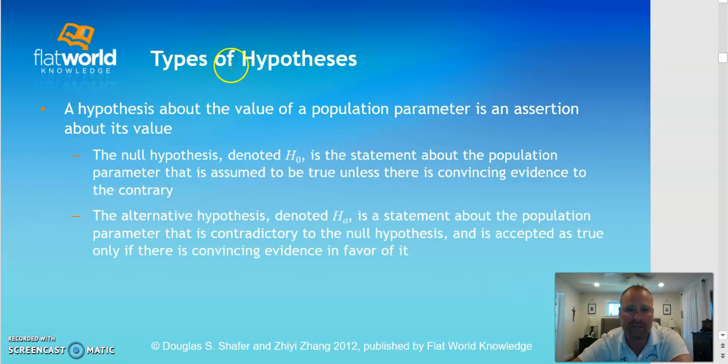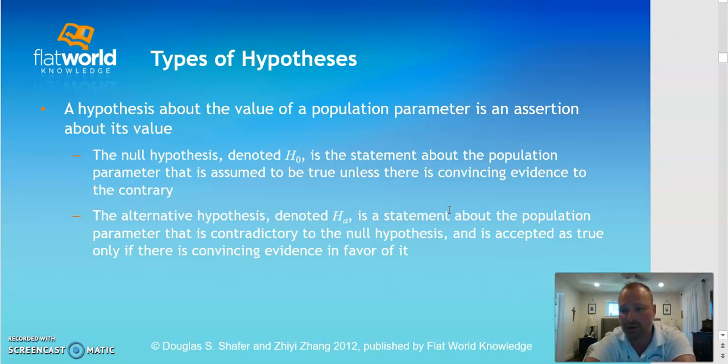So first here, types of hypotheses. There are 2 specific types of hypotheses that we're going to talk about here. The first is what we call the null hypothesis, and it is denoted by H sub 0, and it is the statement about the population parameter that is assumed to be true unless there is convincing evidence to the contrary. So we'll always start off with a null hypothesis, a hypothesis that basically the question that's being asked is assuming to be true. But then we'll also have an alternative hypothesis.